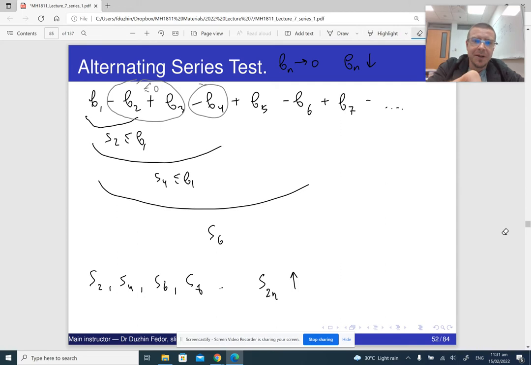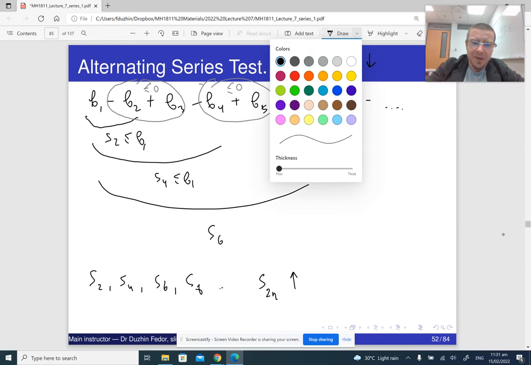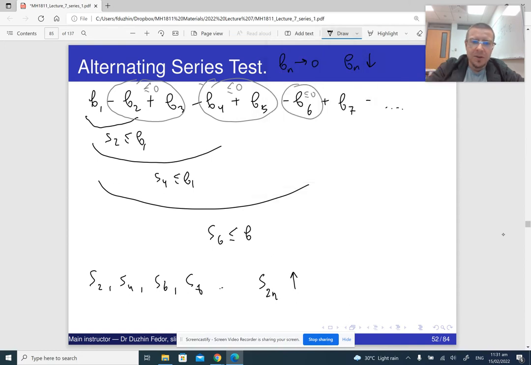But then we can basically go on, right? So if you look at the next one, at S6 again, we added a few negative terms to B1, and then we got S6. B1, and so on, right? So we see that S2 and all of them, for any value of n, are less than or equal to B1 because they are obtained from B1 by adding some negative terms.